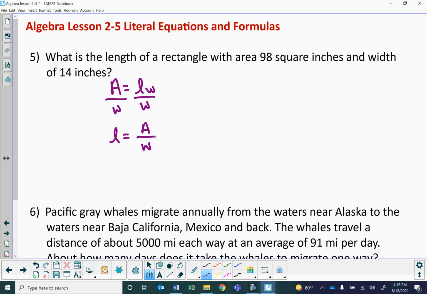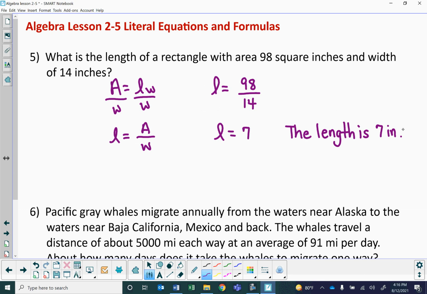Now I'm going to plug in what I know. So the length is equal to the area, which is 98, divided by the width, which is 14. So I'm going to take 98 and divide it by 14, and I'm going to get 7. So my length is equal to 7. So what is the length of the rectangle? Well, the length is 7, and we should label it. It would be in inches, right? Because lengths are always in linear measurements. Areas are in square measurements, like square inches, but the length or the width would just be in inches.